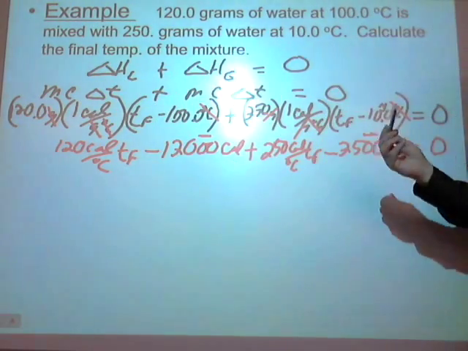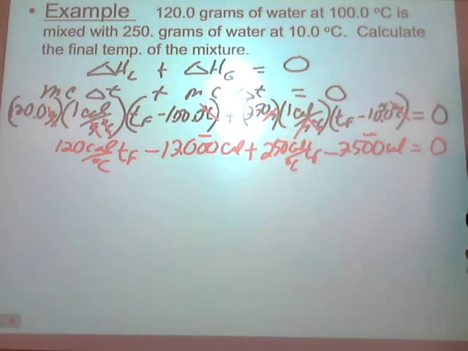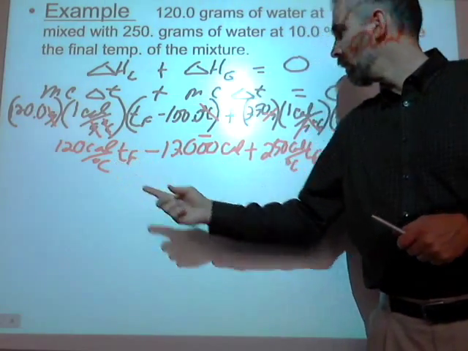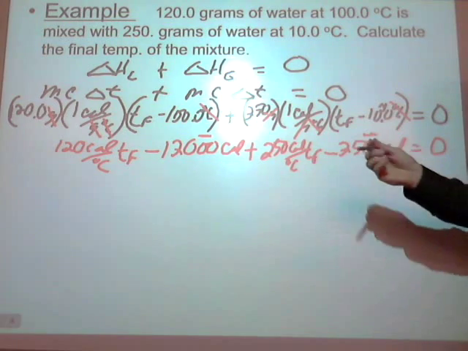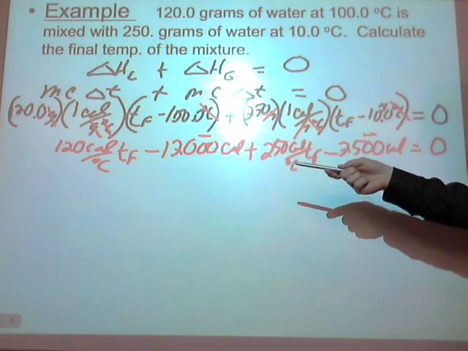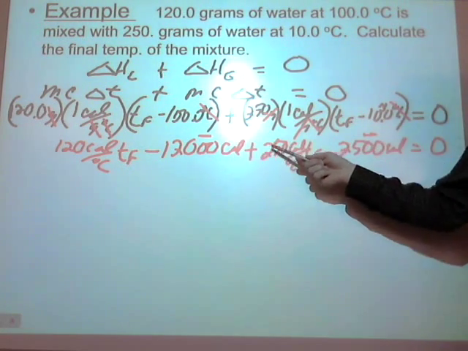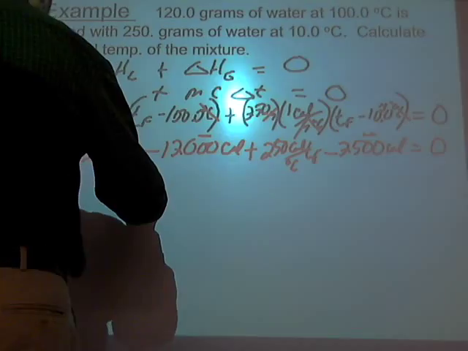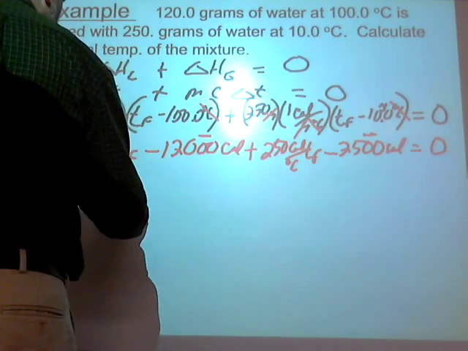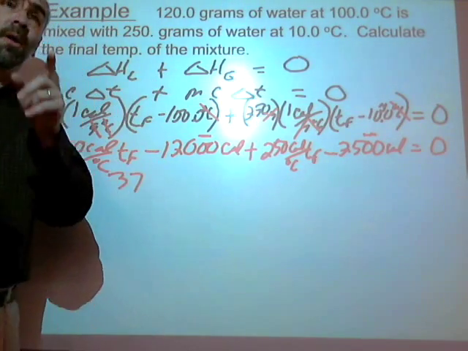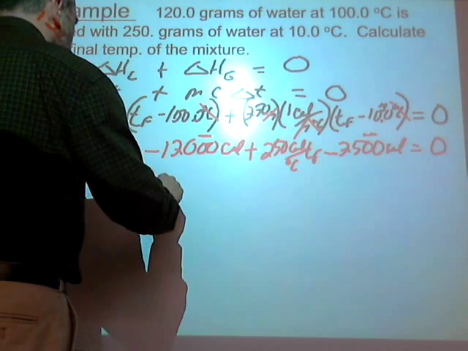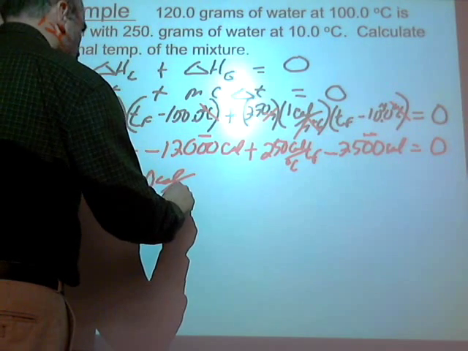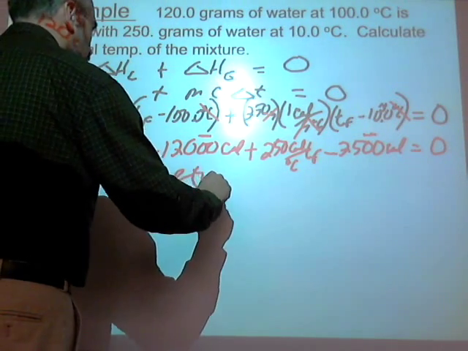Now, we're going to combine like terms. That will be the next step. Combining like terms, this guy's the same as that guy, right? So we'll combine him. 120 calories per degree Celsius TF plus 250 calories per degree Celsius TF is 370, you said? I subtracted that. There you go. There's your mistake. So you found it. 370 calories per degree Celsius TF.